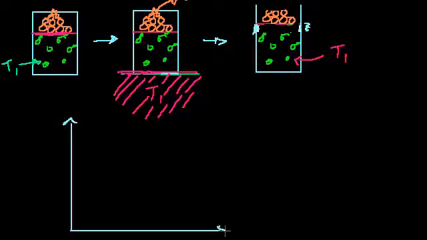Label them. This is P. This is V. Let me do it in a good color. This is state A of the system. This is state B of the system. So state A starts at some pressure and volume. I'll do it like that. That's state A, and it moves to state B.